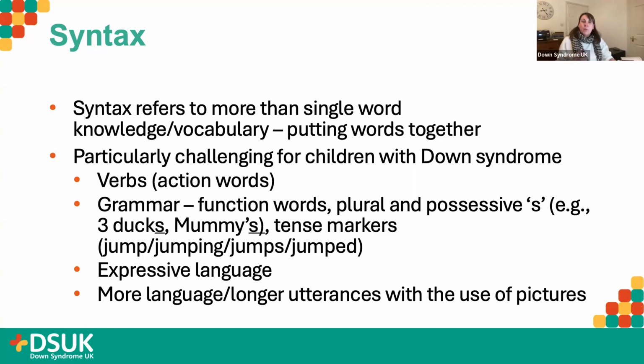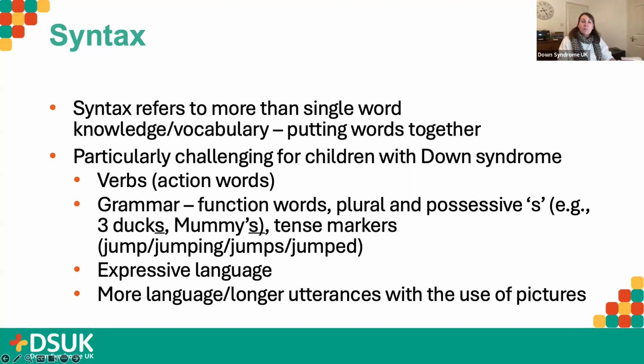And then what we call morphosyntax, things like plurals and possessive s, 3 ducks, mummies, tense markers, the difference between jump, jumping, jumps, and jumped. If you think about when you're talking, those are the bits of the sentence we don't stress. So they are the hardest to hear, making them the hardest to remember. They're not always clear in terms of their meaning, which again makes it difficult to make that link between the word itself and what it means. So it's not a surprise that they're harder.